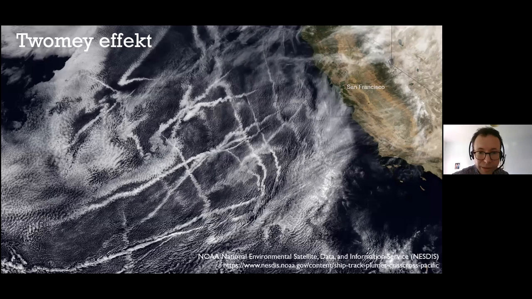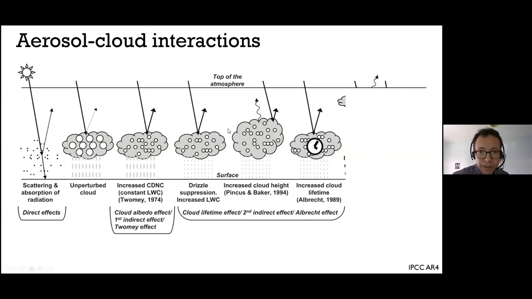There's a couple of other effects that have been proposed. For instance, those smaller droplets suppress the formation of precipitation, which would increase liquid water content, so there is more water in the cloud. They increase the height of the cloud, so the vertical extent, and they increase cloud lifetime just because they are not raining that much.